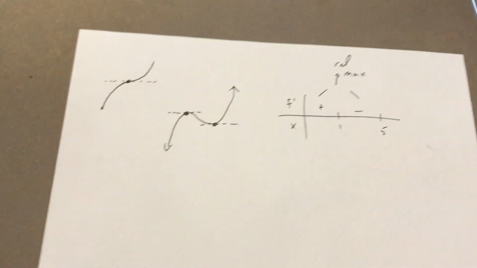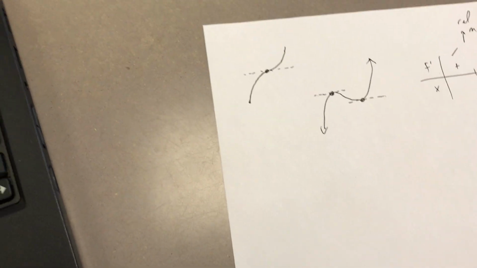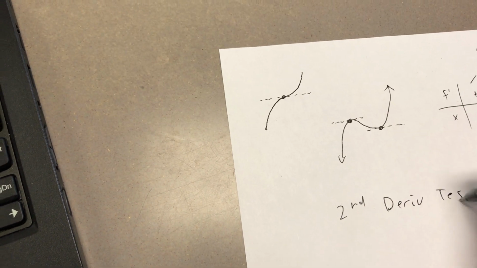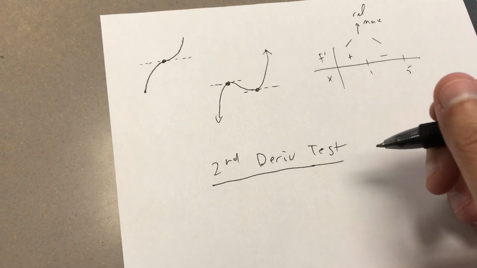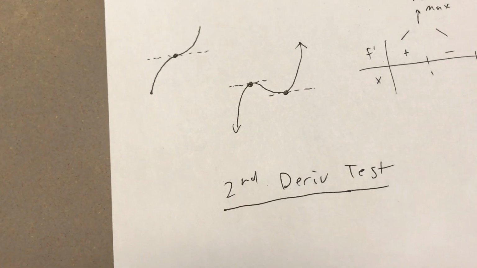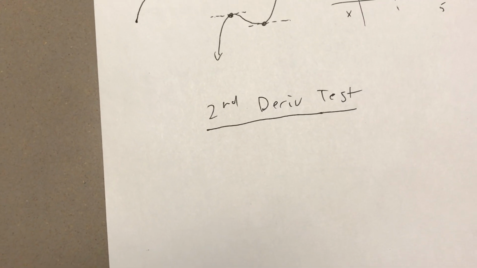Okay? Well, if you think back, we had a second method for finding relative minimums and maximums. Remember, it was called the second derivative test. And the second derivative test only involved knowing the derivative at a particular point. You didn't have to check to the left or to the right. And this is a situation where you can't really check to the left or to the right. This is where the second derivative test comes into play.